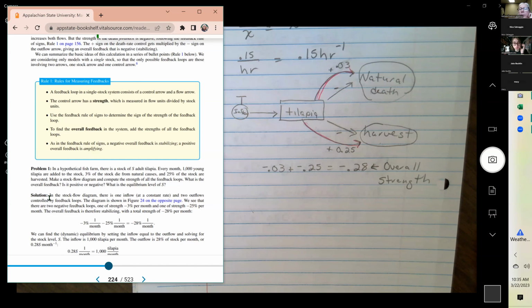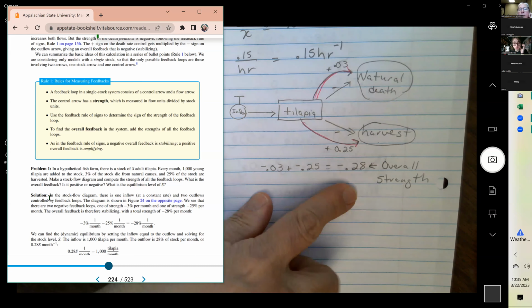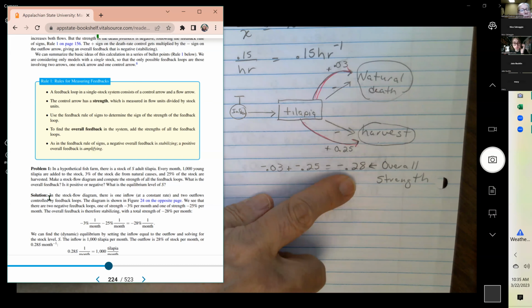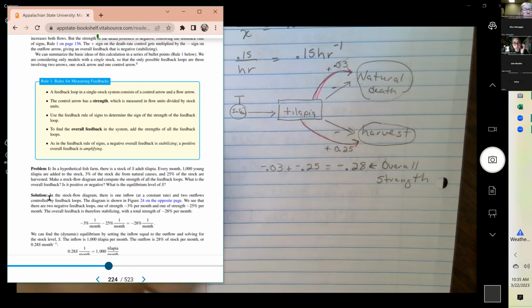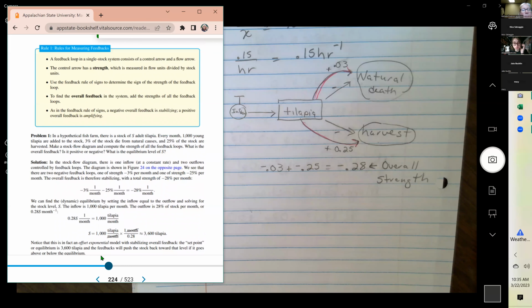What is the overall feedback? That's the overall feedback or strength. Is it positive or negative? It's negative. And what is the equilibrium? Well, the equilibrium, each month they're putting 1,000 fish into the stock. Remember, equilibrium, you want the amount going in and the amount going out to be equal.